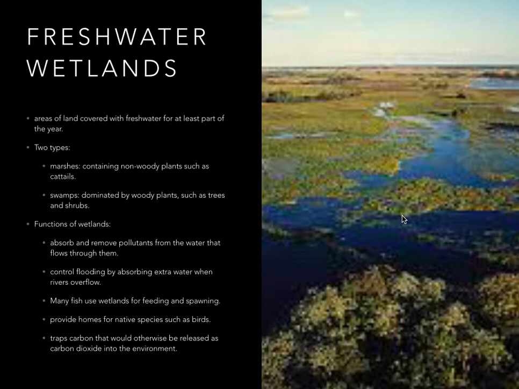Many fish use wetlands for feeding and spawning. So they come in here to feed and they come here to have babies. So it's really important for reproduction. They provide homes for native species such as birds. So like I said, the birds can migrate and find abundant feeding grounds in these wetlands. And it traps carbon that would otherwise be released as carbon dioxide into the environment.